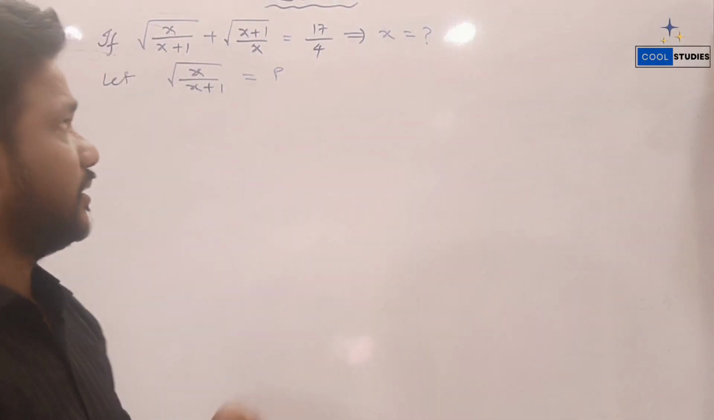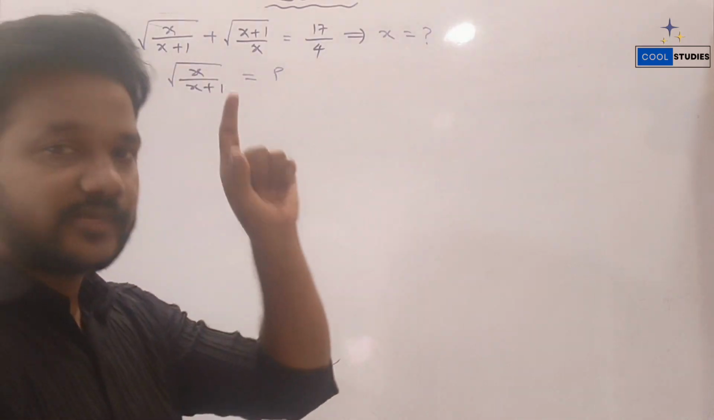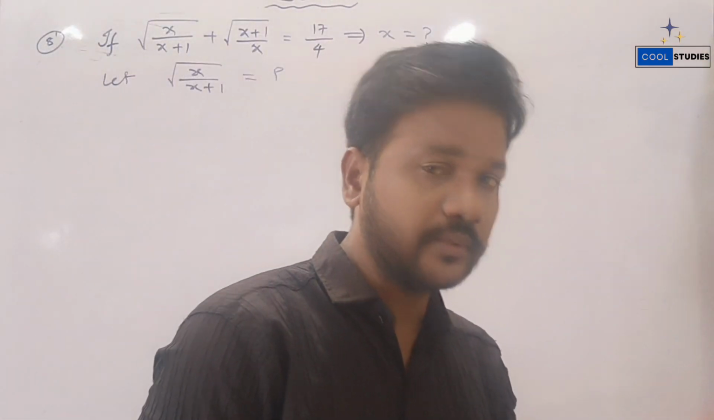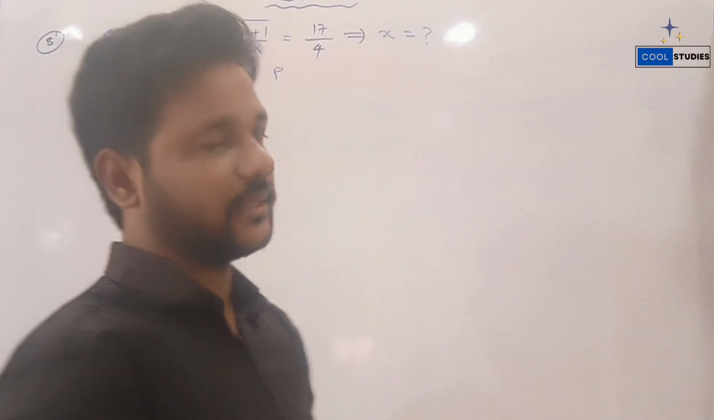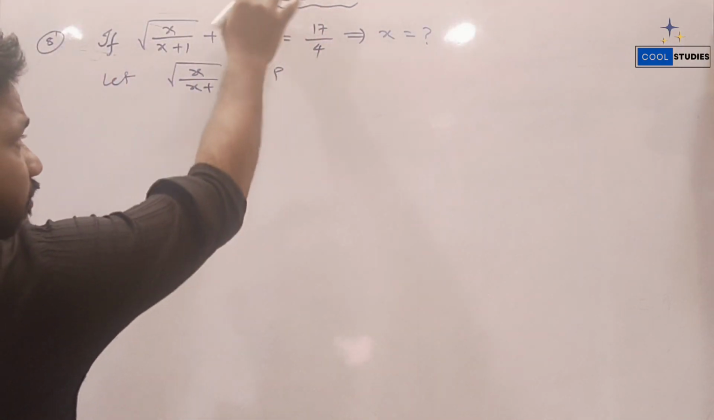If this is p, what about root over x plus 1 by x? Because both are reciprocal to each other, right? So it should be 1 by p.